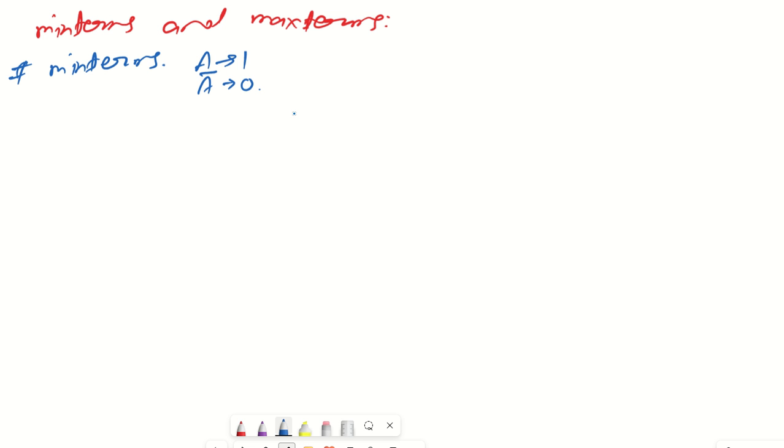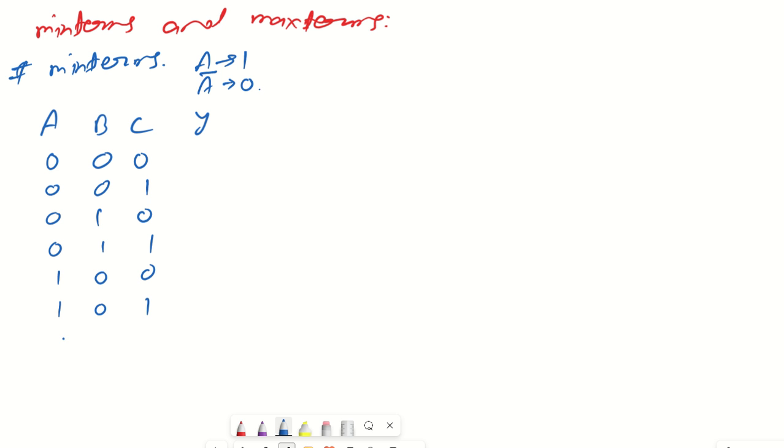Let me give you an expression. Let's say we have a three variable expression A, B, C, and we have some output Y. It can have 8 possibilities. You can see that we have 000, 001, 010, 011, 100, 101, 110, 111.